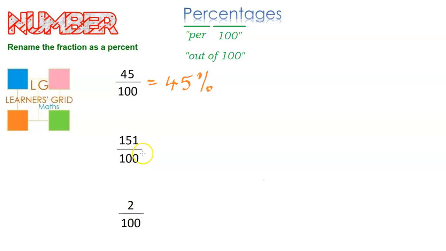The same goes for the one straight underneath it, 151 out of 100. Therefore, that is the percentage, 151%, 151 per 100. And the last one over here is 2 out of 100. So that's what it is, 2%. And really, these kinds of questions, they really are as simple as that.